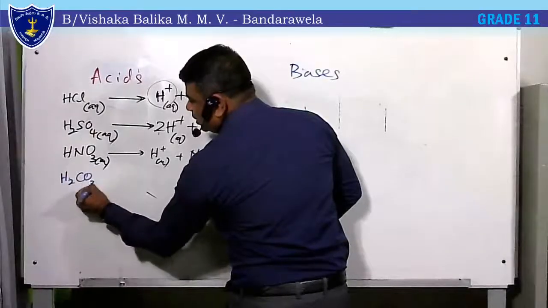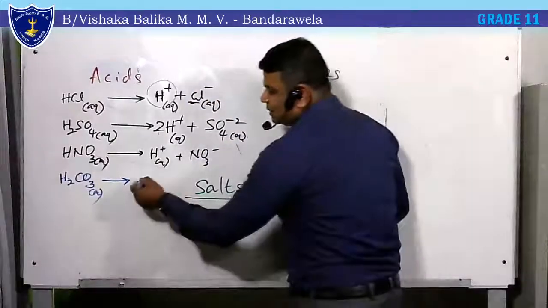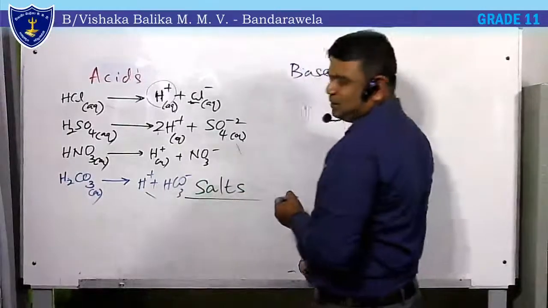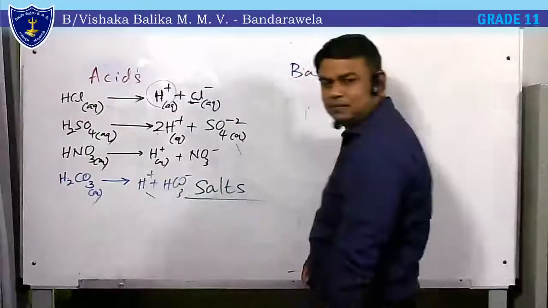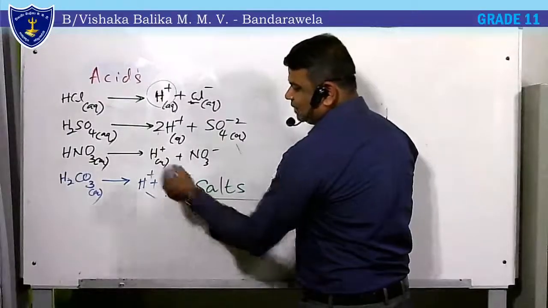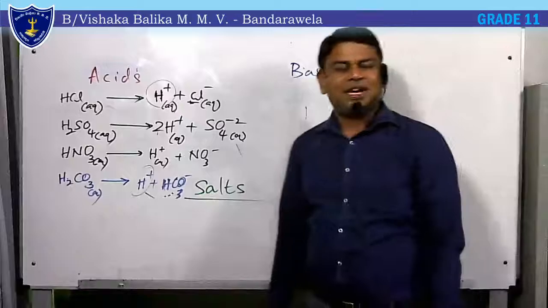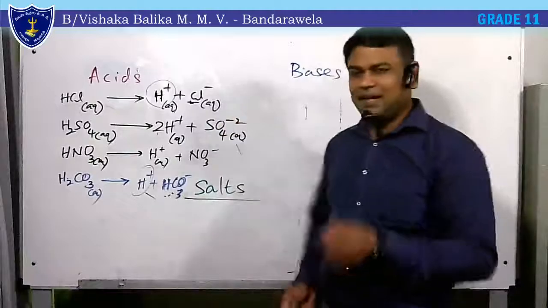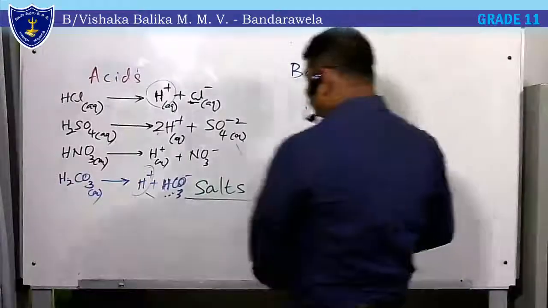H2CO3. This is called carbonic acid. It ionizes as this H plus and bicarbonate HCO3 minus. So can you see a difference in here than these ones? The difference is one hydrogen still stays with this. So only part of the hydrogen is released in this. Therefore, this is a weak acid. Is it clear? And these are the ones in your note. I will include them. You can write them orderly. Let's go to the next one.